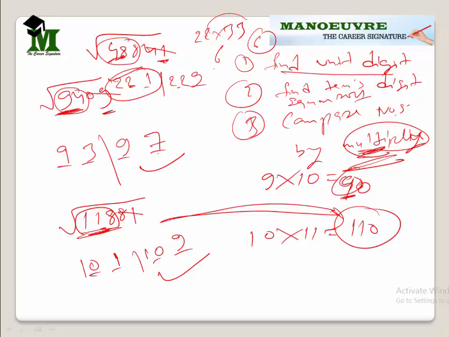So this is the square root, which you can find out within 3 seconds. First second you will invest to find the unit digit, second second you will invest to find the tens digit, and third second you will invest to compare and give the final answer. Yep. Now come to the cube root.